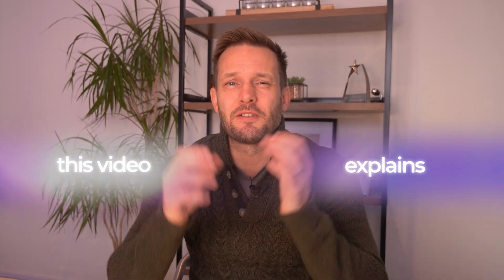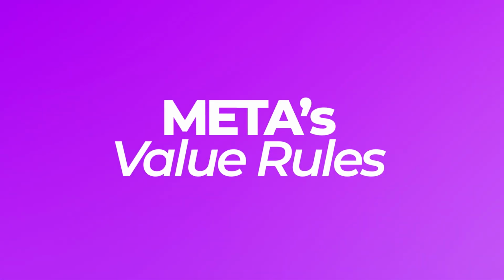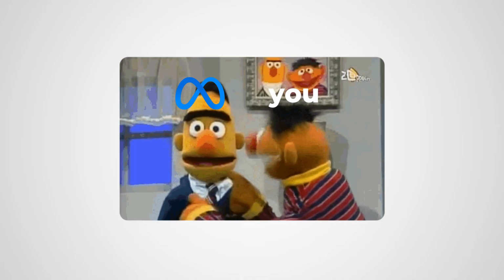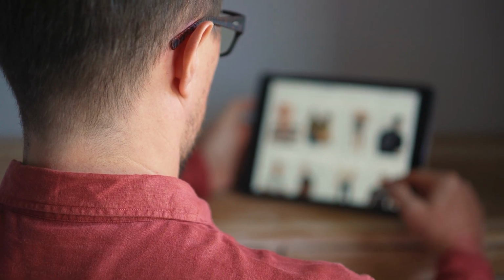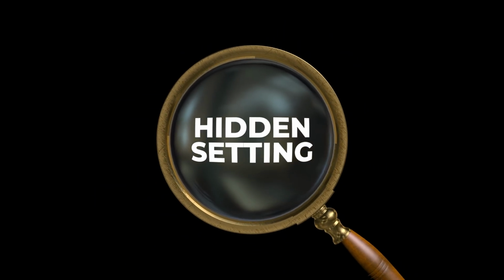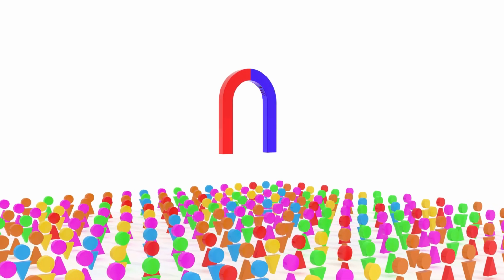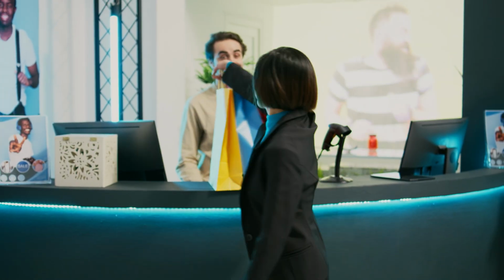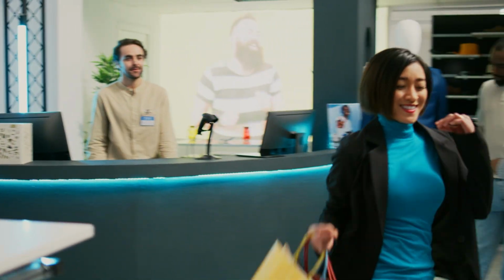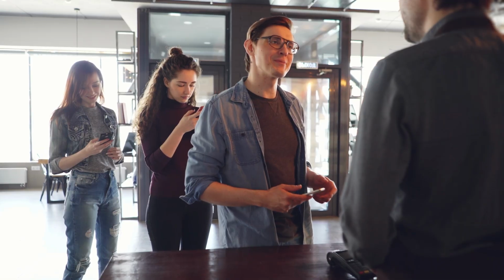This video explains Meta's value rules, which is one way that you can tell Meta exactly who your highest value customers are, so we can go find more of these people. Now this hidden setting can stop Meta chasing easy to generate but low quality leads, and it actually increases your sales because it makes Meta put more emphasis on chasing just your best customers.